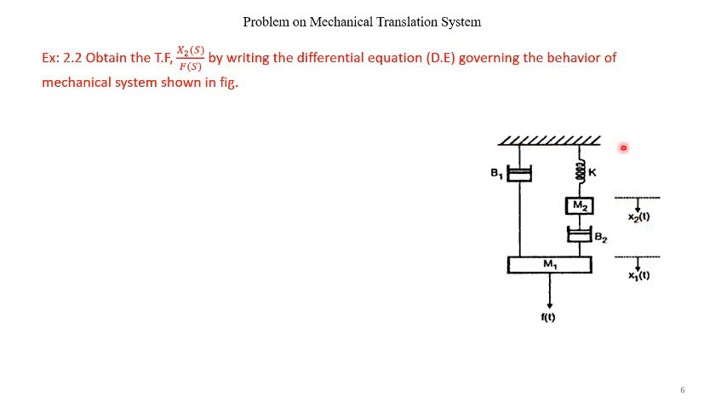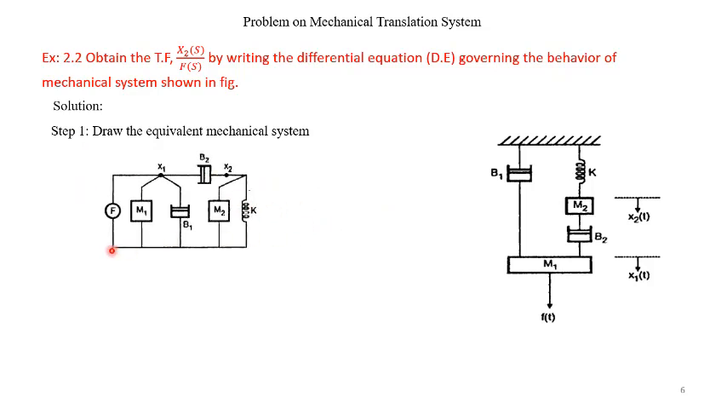This is the reference. Between the reference and mass 1, we have a damper B1, and between the reference and mass 2, we have a spring and damper, and between displacement x2 and x1, we have a damper B2. Based on this figure, we have to do the network diagram. Step 1, draw the equivalent mechanical system. The equivalent mechanical system will be as drawn here. Let's see how it can be drawn.